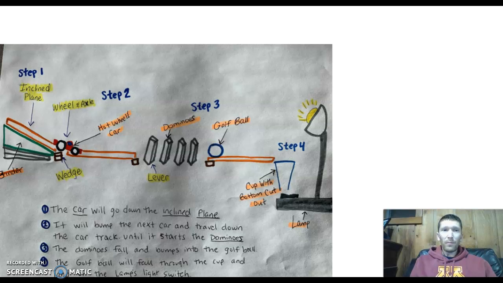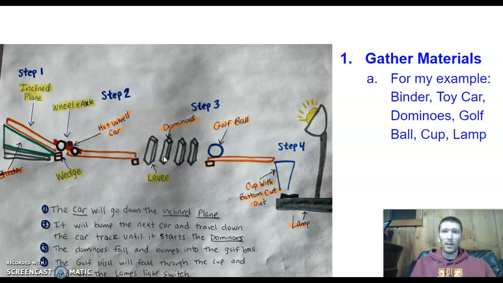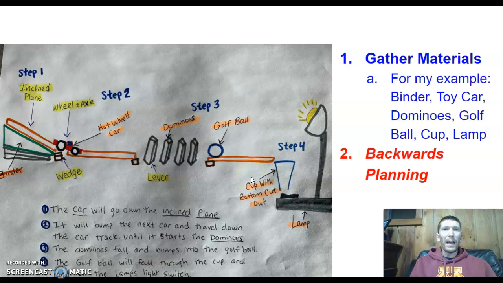And with that, this is the plan that I had in place after doing some research. No matter what your plan is, the first step is to gather your materials. Whatever you plan on using from your plan, whatever you plan on doing with your Rube Goldberg, get it all together. In my situation with this example right here, I would then be getting my binder, Hot Wheel car, dominoes, golf ball, cup, and the lamp. After that, do backwards planning.